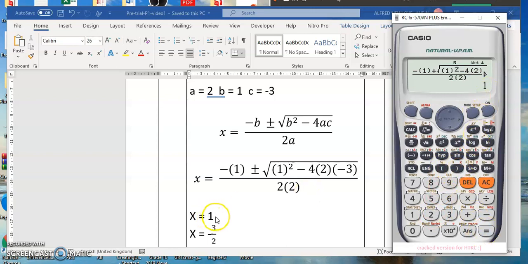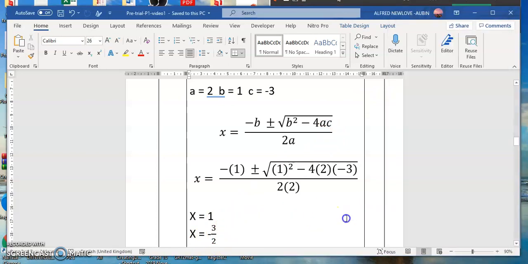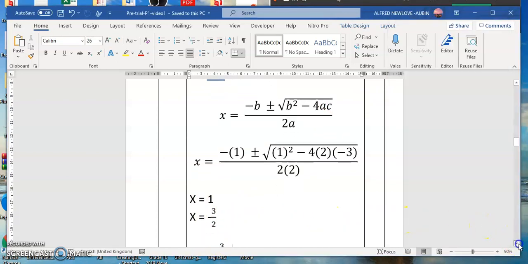So you write x is equal to 1. That's the first critical value. Don't delete what you've already inputted on the calculator. Move the cursor back, and delete the plus, put minus there, equal. See that it's going to give you negative 3 over 2. So these are the critical values.